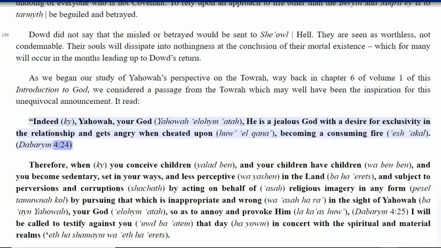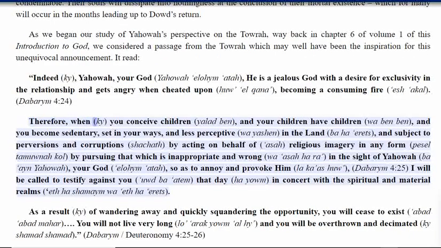Dabarim 4:24. Therefore, when, KY, you conceive children, Yilod Ben, and your children have children, Wa Ben Ben, and you become sedentary, set in your ways, and less perceptive, Wa Yashan, in the land, Baha Eres, and subject to perversions and corruptions, Shakath, by acting on behalf of, Asar, religious imagery in any form, Pazel Tamu Mashurl, by pursuing that which is inappropriate and wrong, Wa Sahara, in the sight of Yahowah, Va and Yahowah, your God, Elohim Otter, so as to annoy and provoke him, La Kashu.